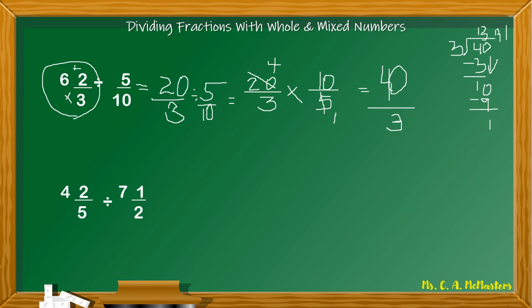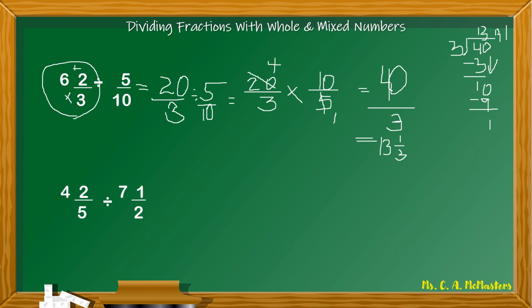Now this is going to be written as an answer: 13, the whole number, 1, the numerator, and 3. So 6 2/3 divided by 5/10 is 13 1/3. In other words, how many groups of 5/10 can we get from 6 2/3? We can get 13 1/3 groups of 5/10 from 6 2/3. I hope that made sense.